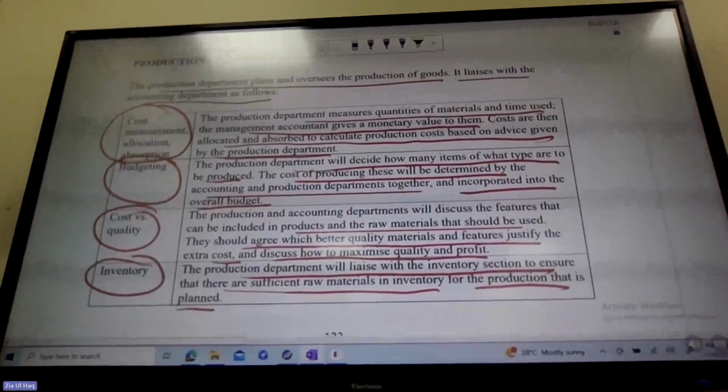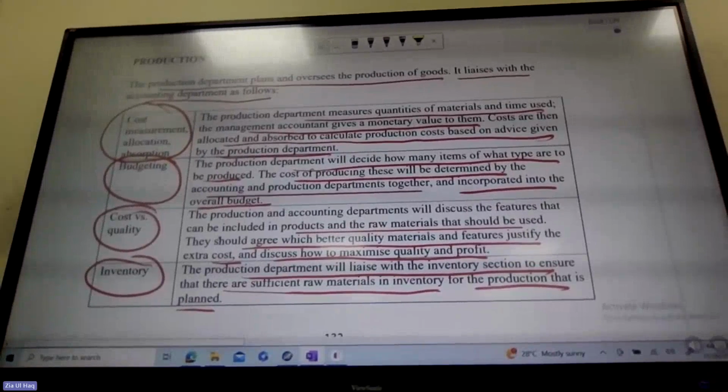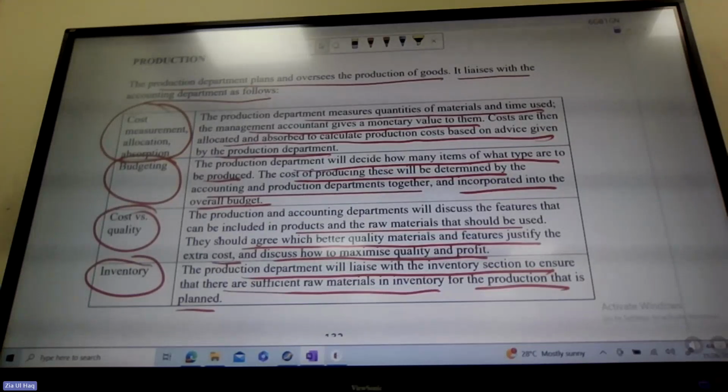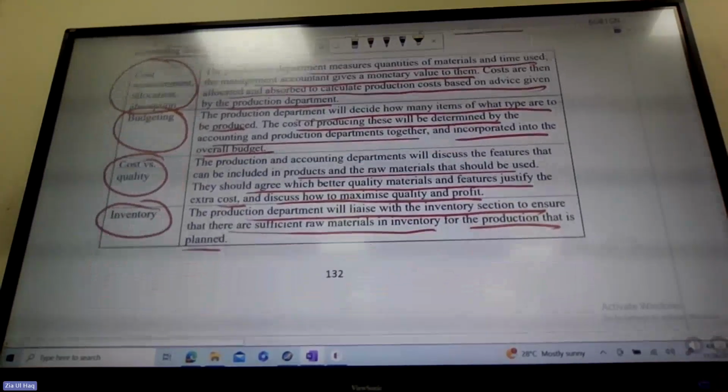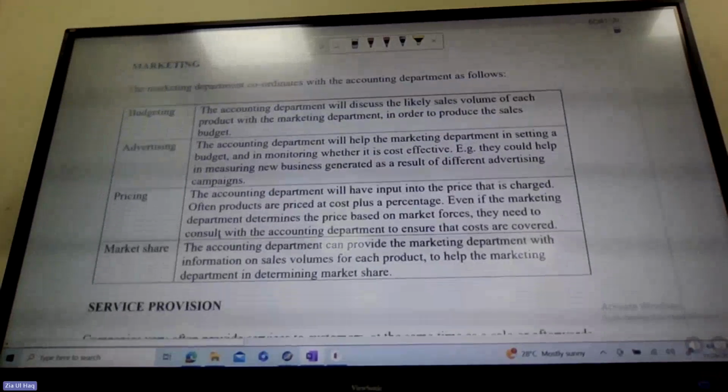So these are the areas where the production department has to make contact with the accounting department: in case of cost measurement, in case of producing the future production budget, in case of decisions on cost and quality improvement, and in case of availability of inventory of raw material, they need information from the accounts department.